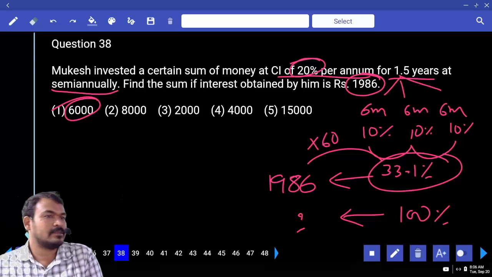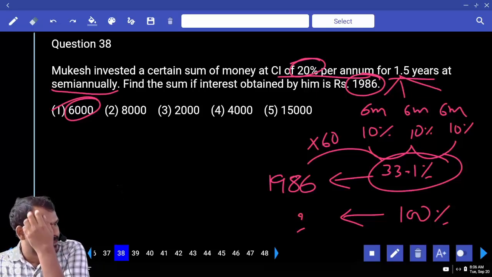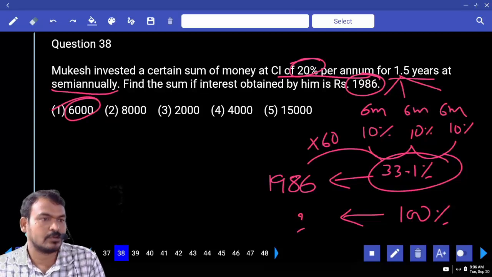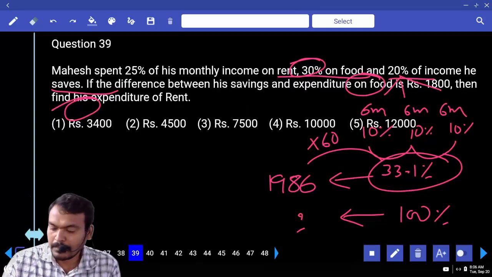I think 10% for 3 times compound interest is a basic concept or not? 10% for 2 times, what is the compound interest? 21%.